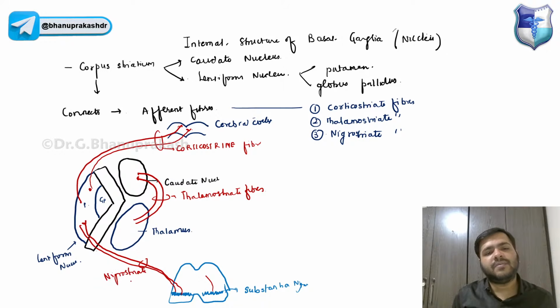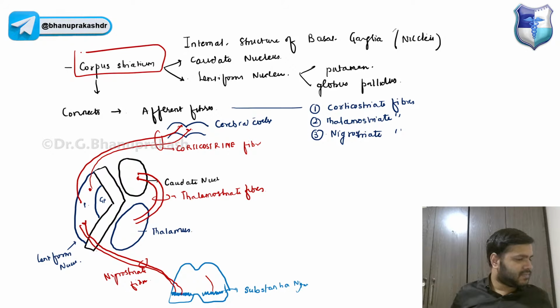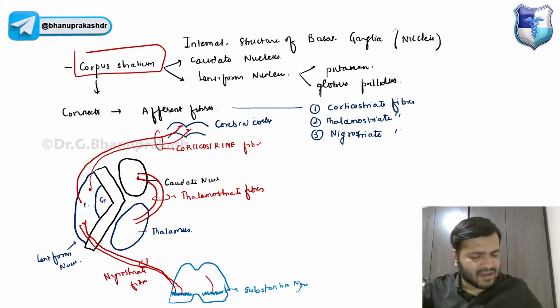The nigrostriate fibers, right? So these are the three afferents that you have to remember, guys. In case of corpus striatum, the three afferents that you have to remember. So guys, just try to give me a thumbs up in the chat box if you understood this. It's like, the more you draw, guys, the more you will remember in the exam as well.